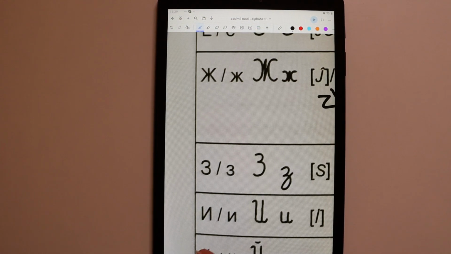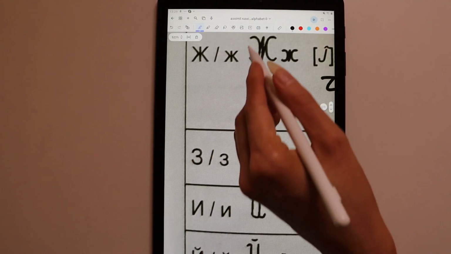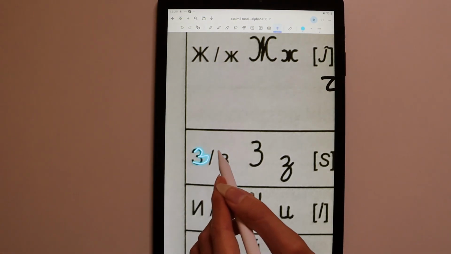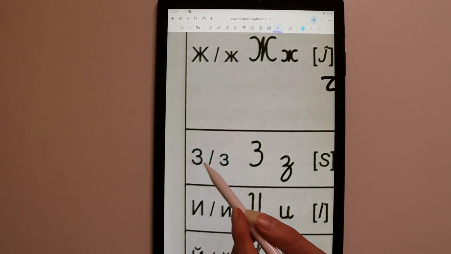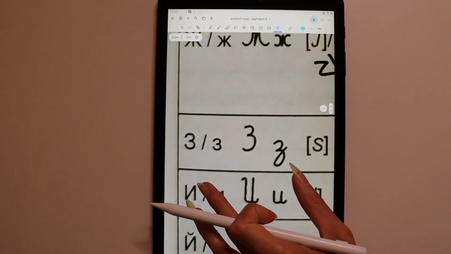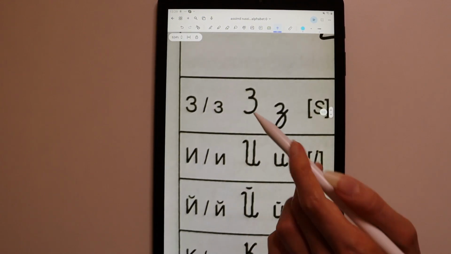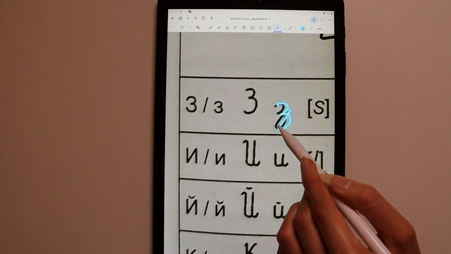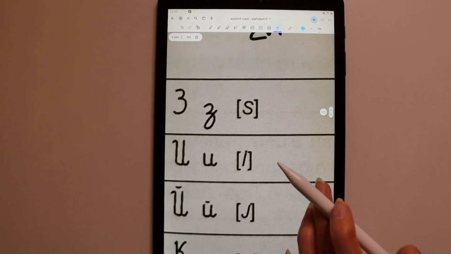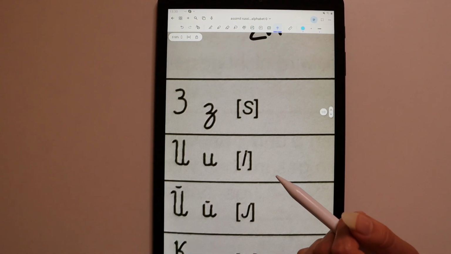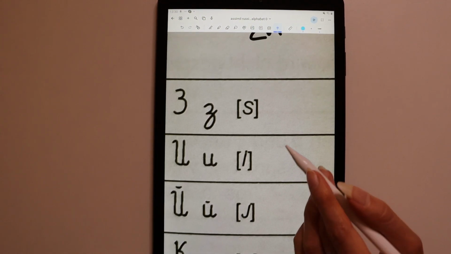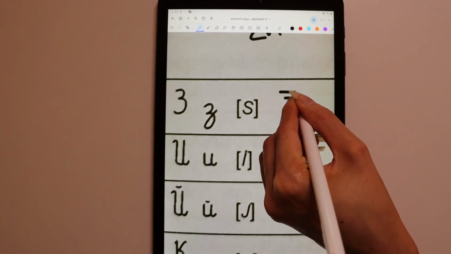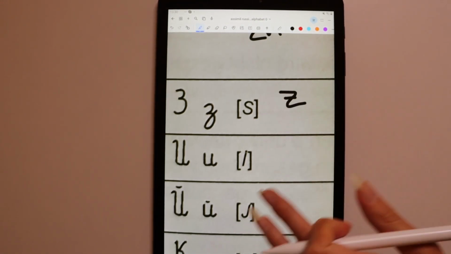Then we have ze. Again, both versions, like upper and lowercase, look the same, and also almost the same in the cursive, but it has a line like this. And the Z is like an S or a Z. Yeah, it's more like a Z. It's like a Z in zoo. A Z as in zoo. Z.